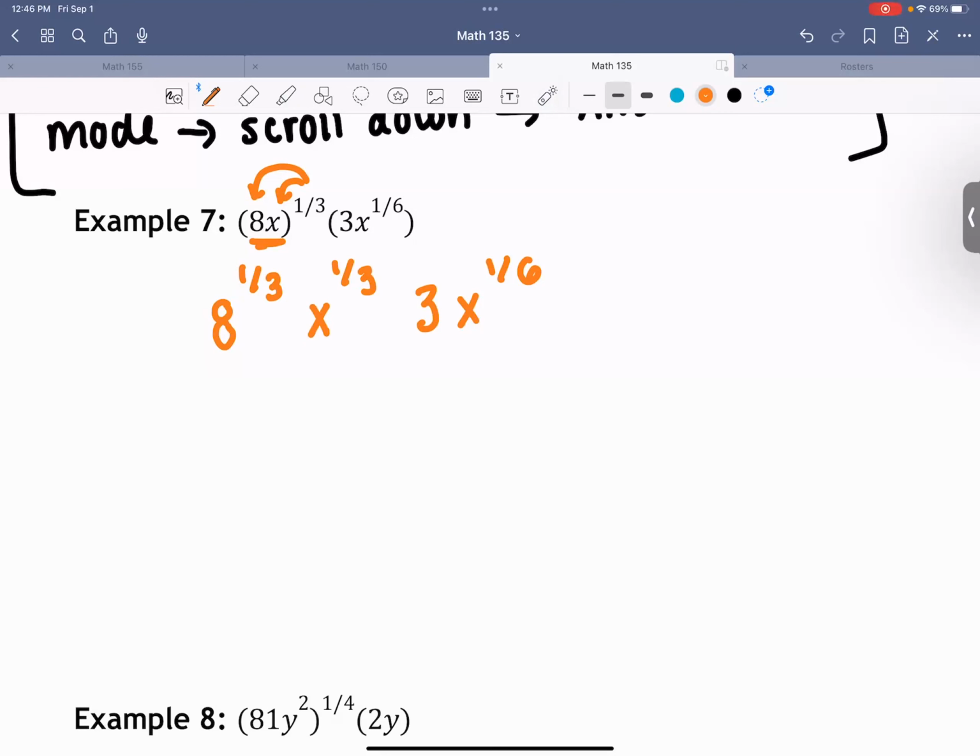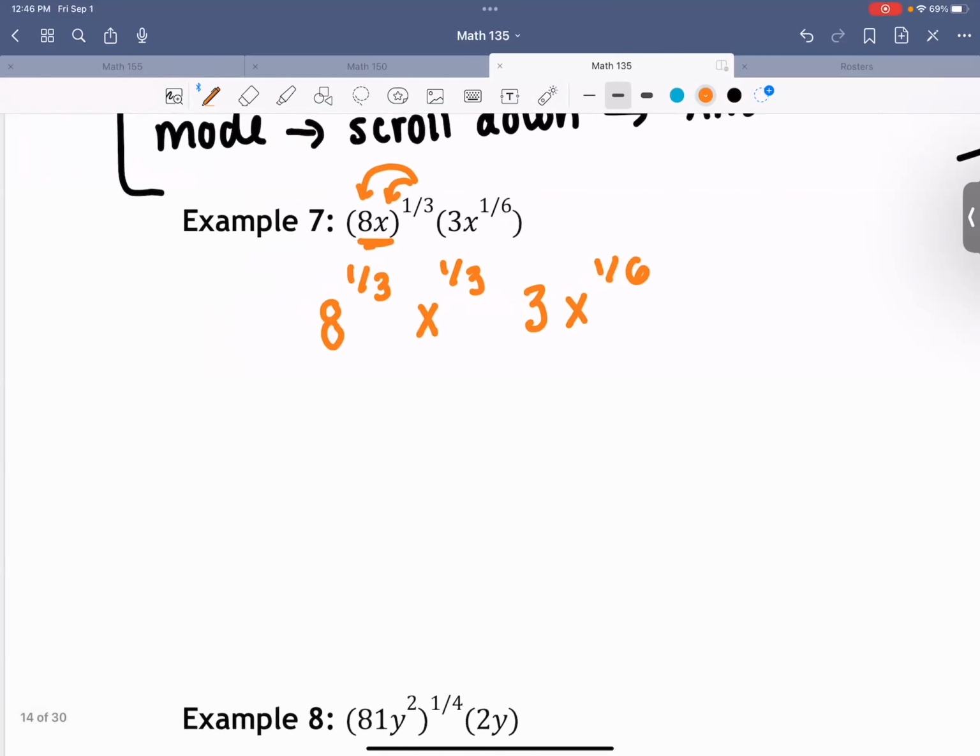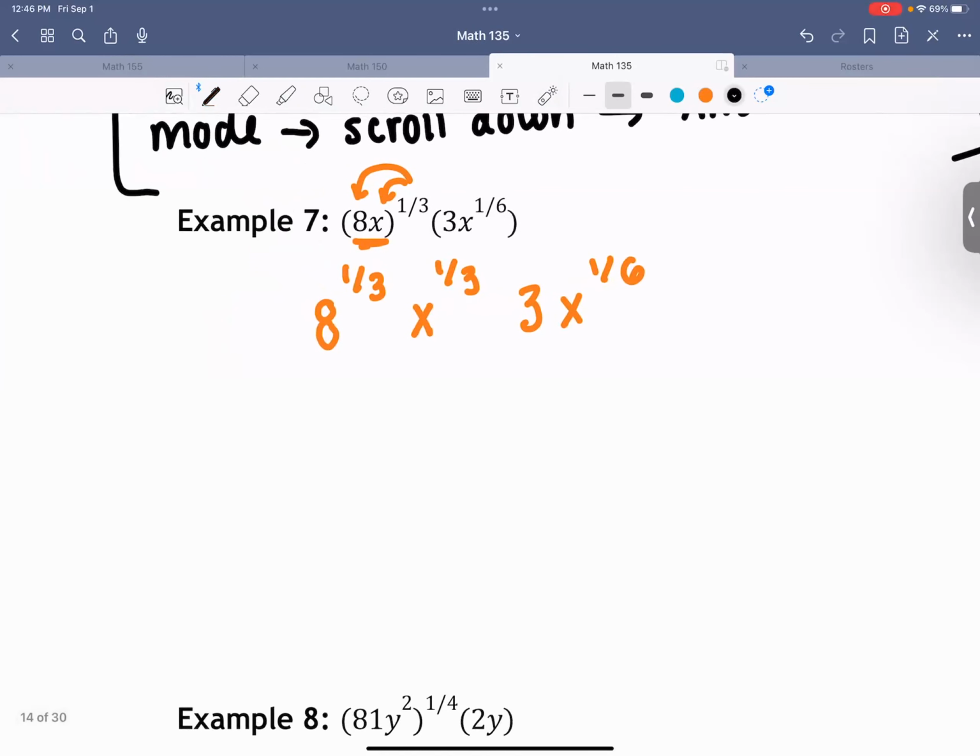What is 8 to the 1/3 power? 2, right? It's what needs to be multiplied 3 times to get 8. If you don't know that, you can always just go in your calculator and do 8 caret 1/3, and it should give you 2. Okay, so 8 to the 1/3 power, that's 2. Okay, now we have x to the 1/3 power and x to the 1/6 power. What do we do with the fractions?